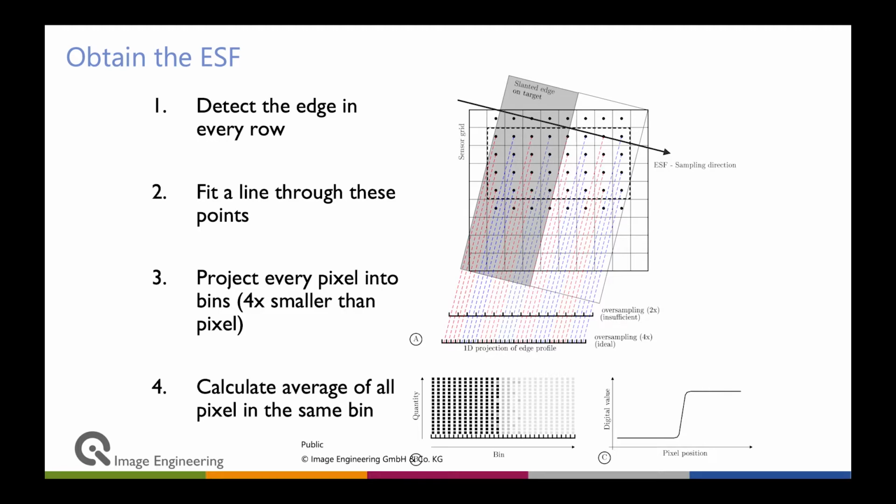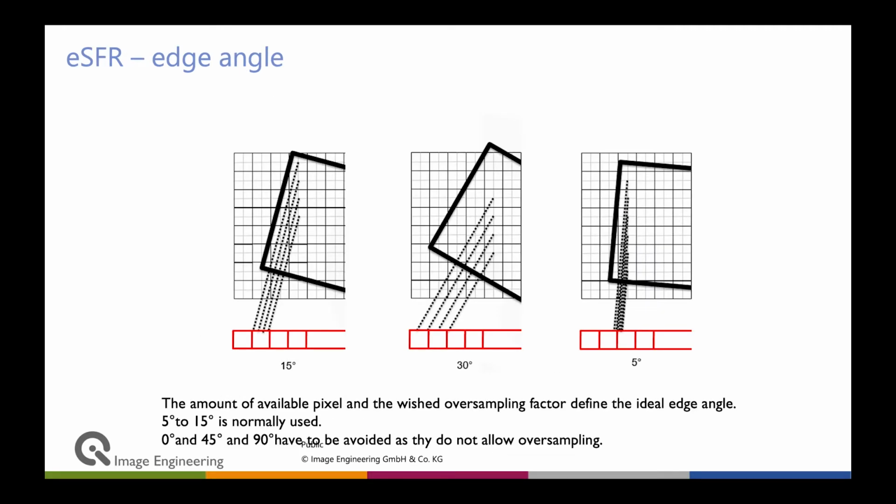We have to be a little bit careful about the angle. The angle of the edge in the image defines how the pixels are distributed in the different bins. It does work for many angles, but for example, it does not work with 0 or 90 degrees, as we would not be able to fill the bins with pixel values. So you have to be careful there. Also 45 degrees might be a problem.